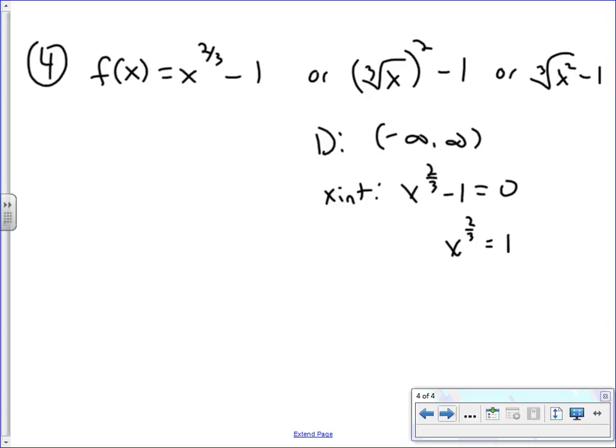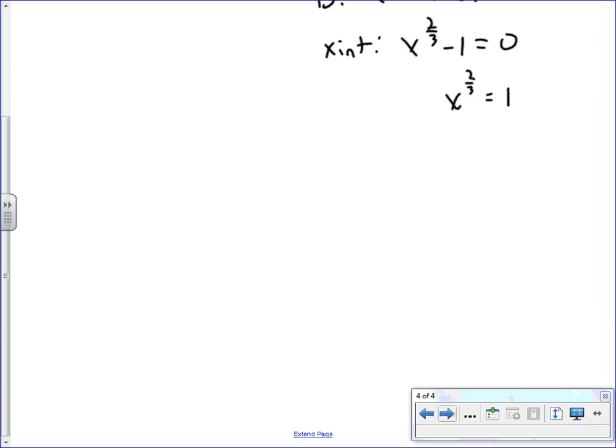What is it I need to get rid of? I need to get rid of the cube root. How do I get rid of the cube root? Cube it. So I'm gonna cube both sides. You can do this in one step or two. I'm just doing it in one step to make sure you see where everything's coming from. Got rid of the cube root.